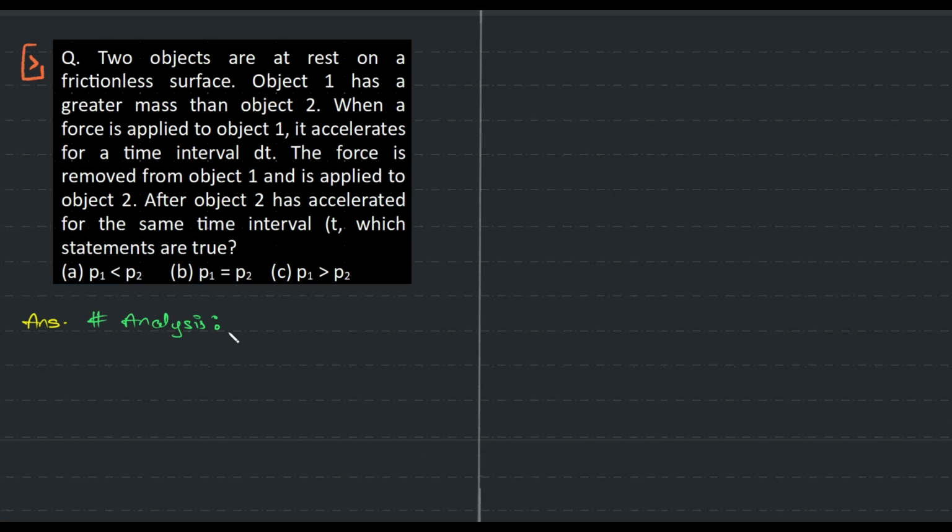Two objects are at rest on a frictionless surface. Object 1 has a greater mass than object 2. So object 1 is of greater mass than object 2. Those are the key things.